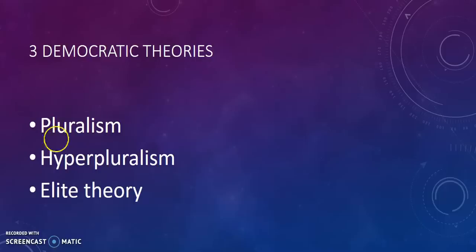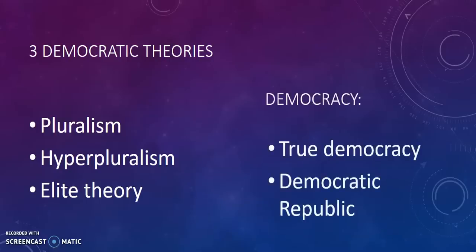So with pluralism, the idea is that everybody's working in tandem, no one's dominating. Hyperpluralism is that there's just too many players in the game and ultimately nothing gets done. And then you have the elite theory, the idea that really, for example, the top 1%, top 10% of society are the ones that are really making the laws and controlling society. So you have various competing views as to how democracy is working, or perhaps not working.